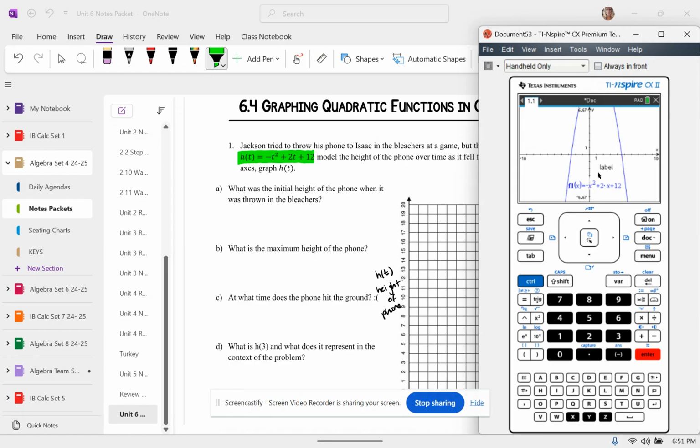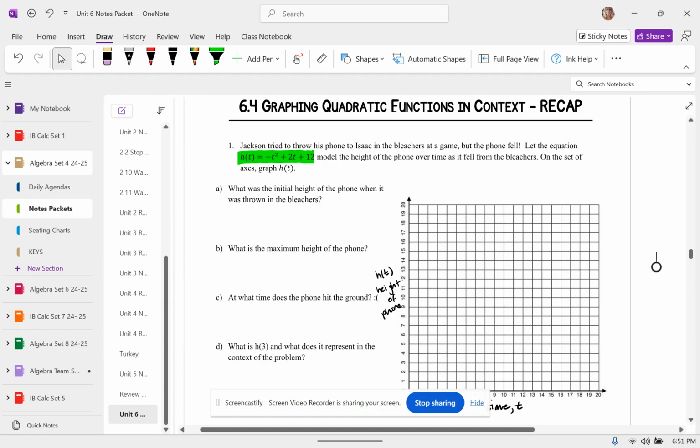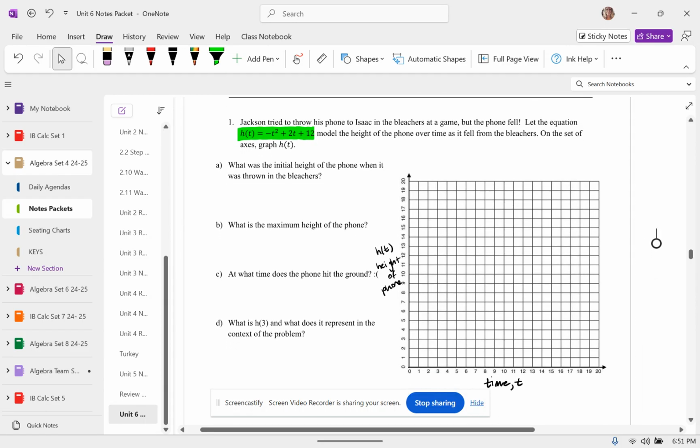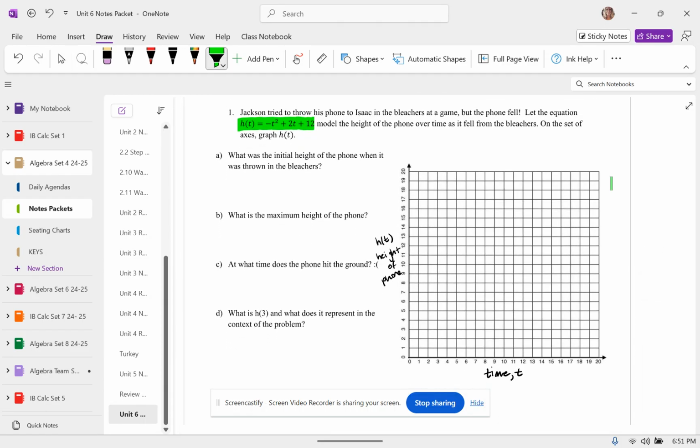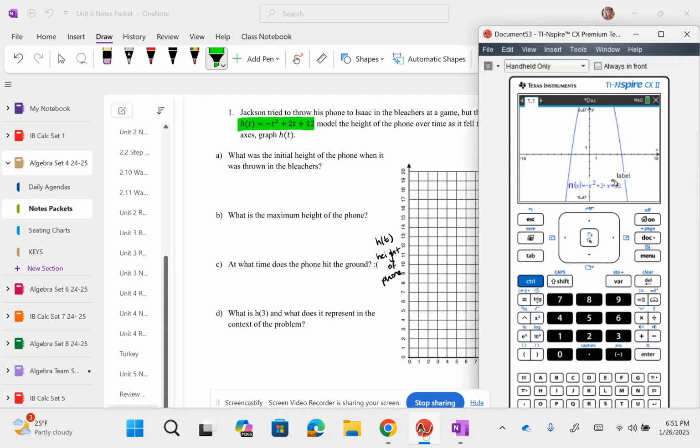All right, and then it wants me to write down the initial height of the phone. Well, first of all, my picture on my graph does not match the window that was given to me on the paper. So let's go ahead and change our window so it matches the window here. So my x's should go from 0 to 20, then my y's should go from 0 to 20. So let's do that in our calculator.